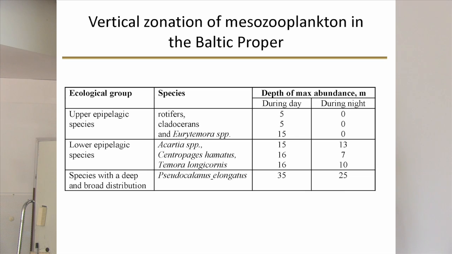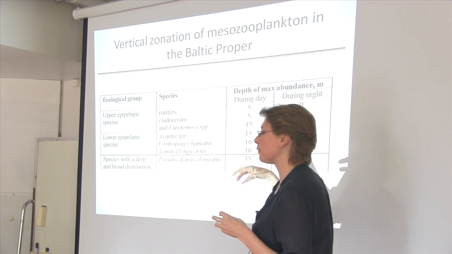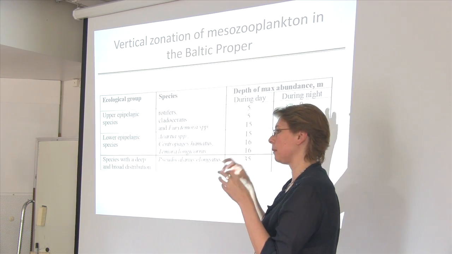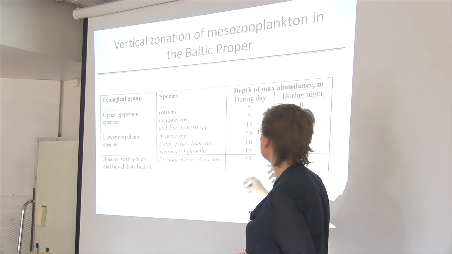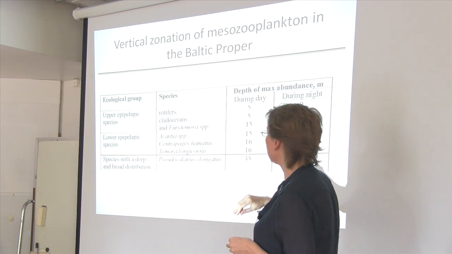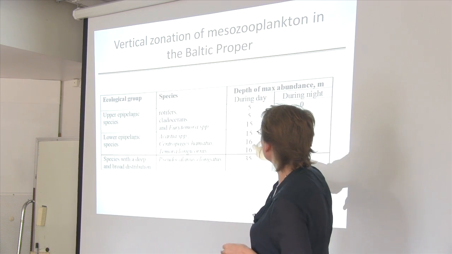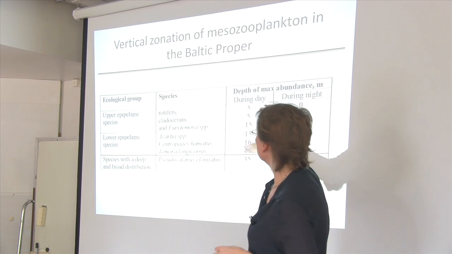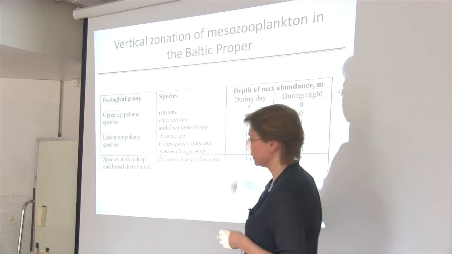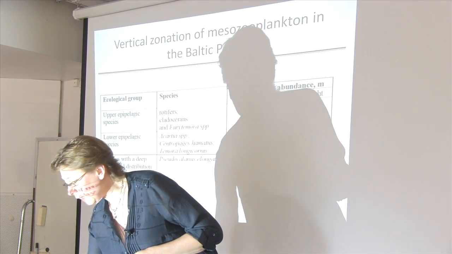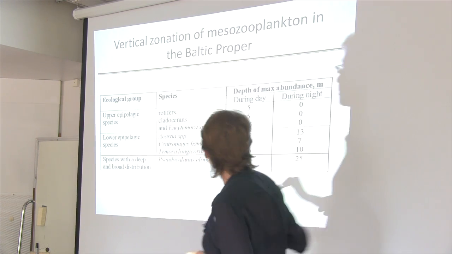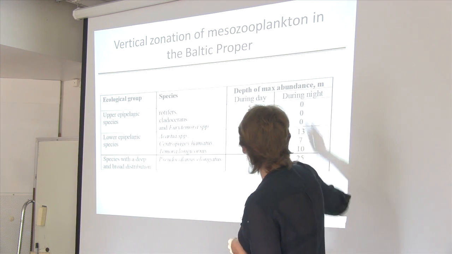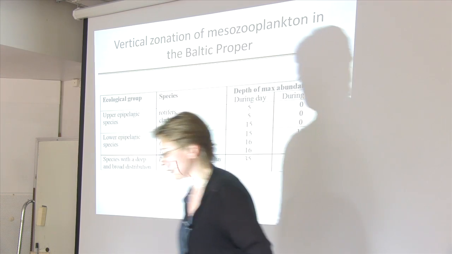For daytime distributions, the depth of maximal abundance, which is the depth where you can find most of the population biomass concentrated, for Pseudocalanus is the deepest, and then it goes according to lower and upper epipelagic. And during night they change, but also they change quite a bit here, but they don't change much here. It's also reflected in variability.